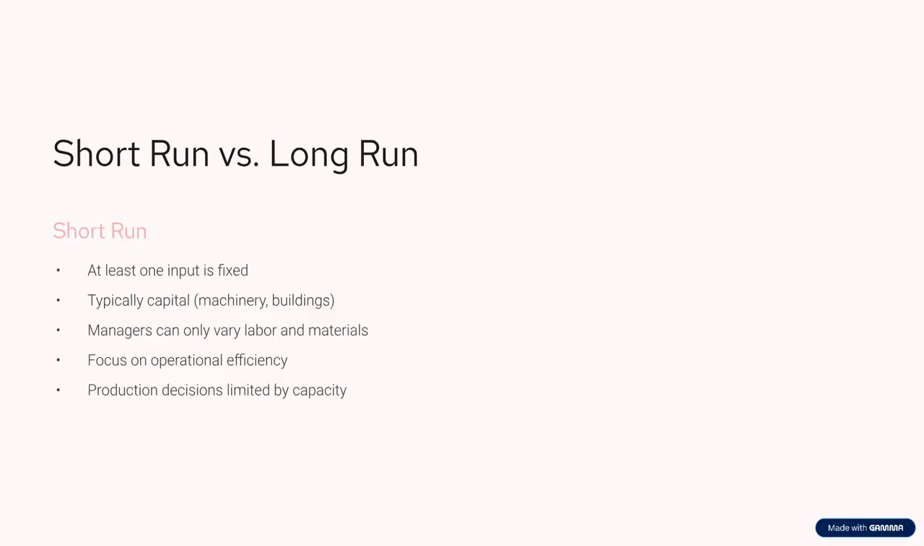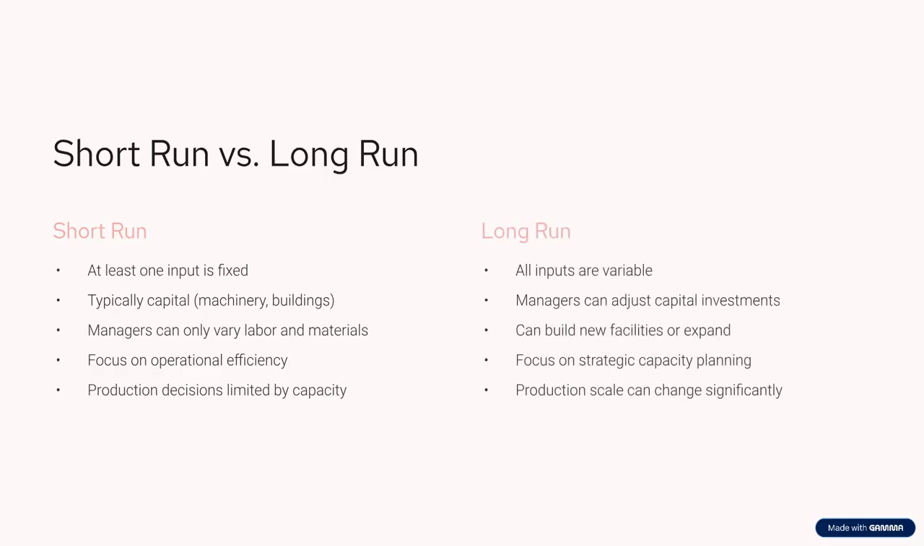The short run is when at least one input, usually capital, is fixed, limiting production decisions by capacity. The long run is when all inputs are variable, allowing managers to adjust capital investments and scale production significantly.